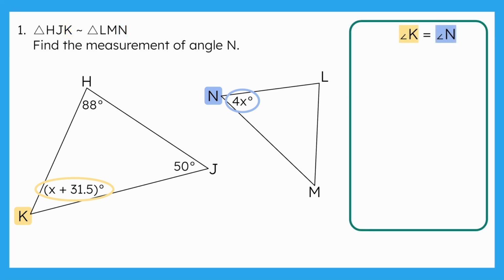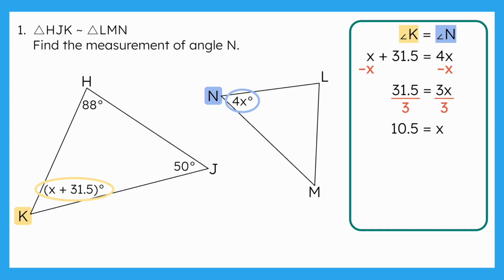Setting up an equation with the values of angles K and N gives us x plus 31.5 equals 4x. We'll subtract x on both sides to give us 31.5 equals 3x. Then divide both sides by 3, giving us 10.5 equals x. So, angle N measures 10.5 degrees?